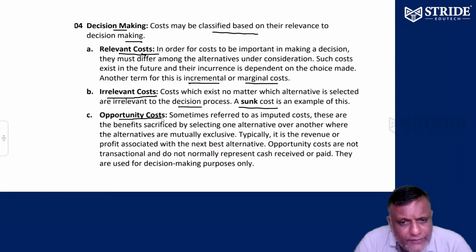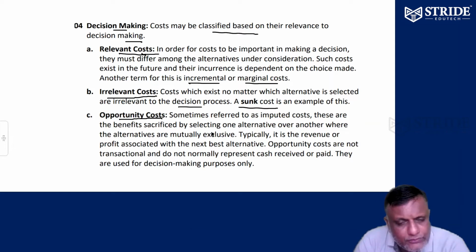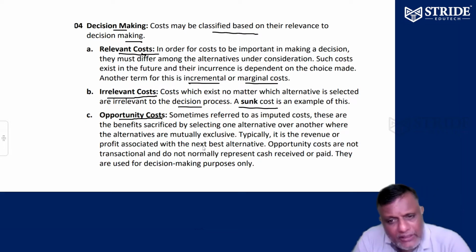What is opportunity cost? There are two events, mutually exclusive. But one you have to choose at the cost of the other. It's called opportunity cost. Mutually exclusive means either this or that you can choose, not both. Suppose one you are going to choose, now the other you are going to sacrifice. So the cost of selecting the next best alternative is called opportunity cost.